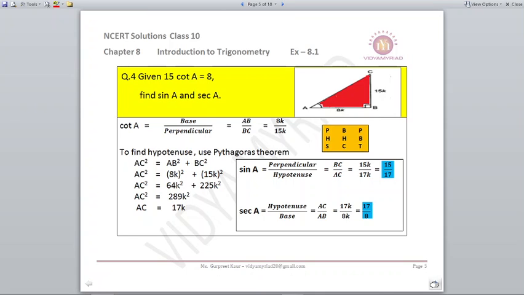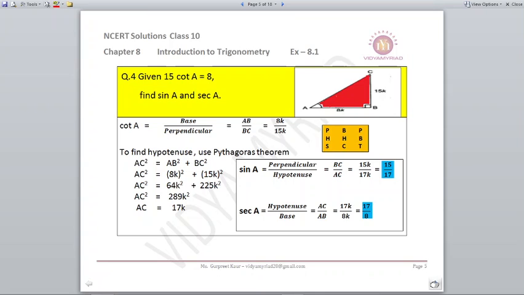So what is 8? Where should it come? It is the base. Base is AB. And what is your perpendicular? BC, and BC is 15. So we write 8K and 15K. Hypotenuse is missing here. We will find it with the use of Pythagoras theorem, which comes out to be 17K. Okay, it's a direct square root. So AC is 17K.